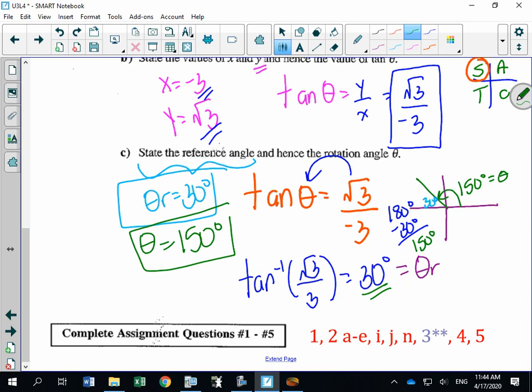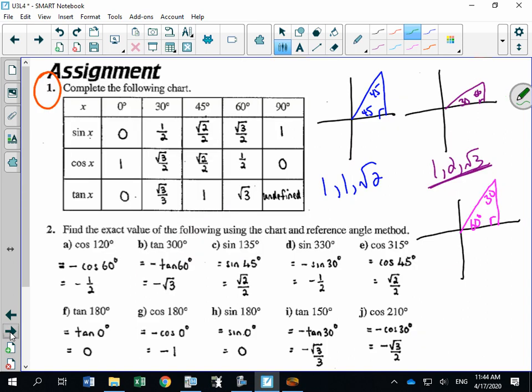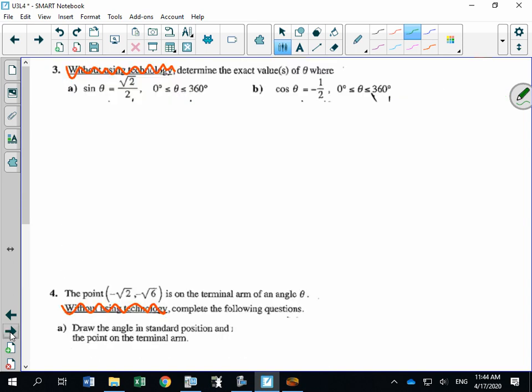The homework questions that I want you to do: number 1, you should already be done. That's your chart with your special triangles. I want you to do these questions from number 2. And I'm actually going to set up 3, 4, and 5 with you. The book says do not use technology for these questions, but you can use technology because we're doing the inverse, right? So you'd use technology. Okay, so question 3. Let's have a look at this.